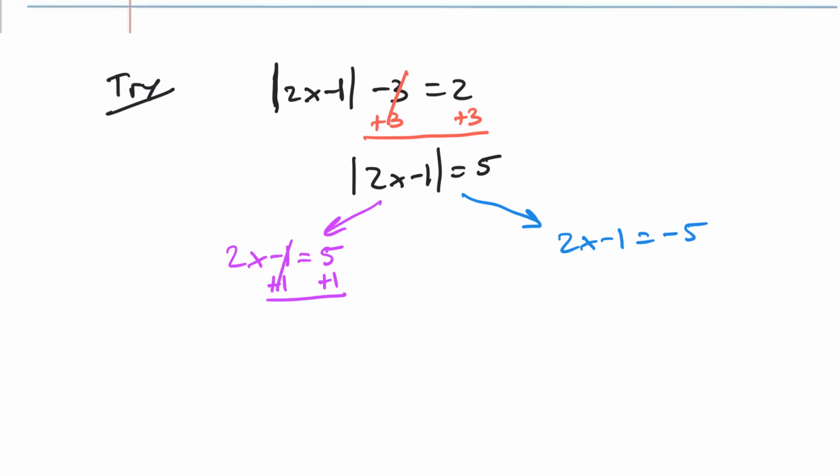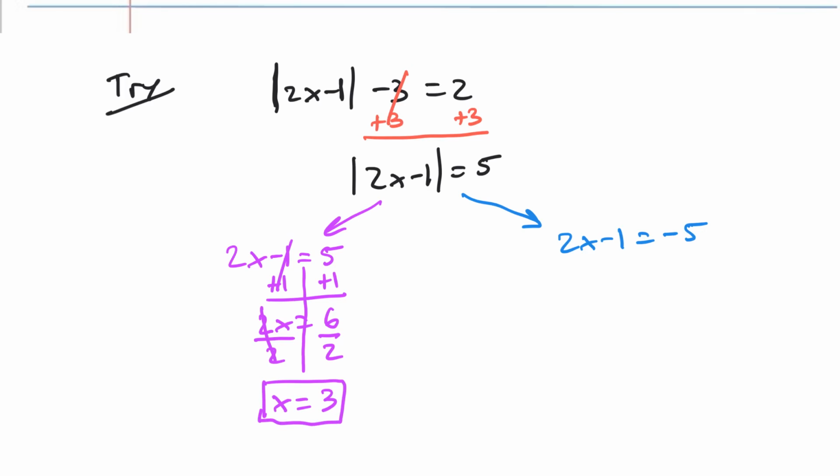Again, hopefully you've already tried this. I'm going kind of quick. So we have 2x equals 6. There's that line if you need it. And then to get rid of that 2, we divide. So our first answer is 3.